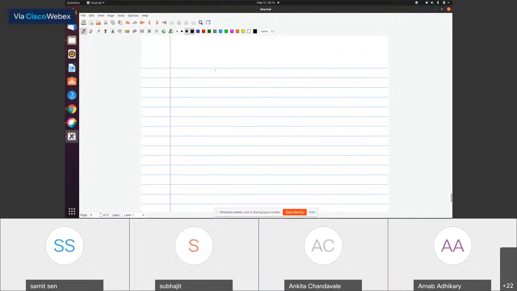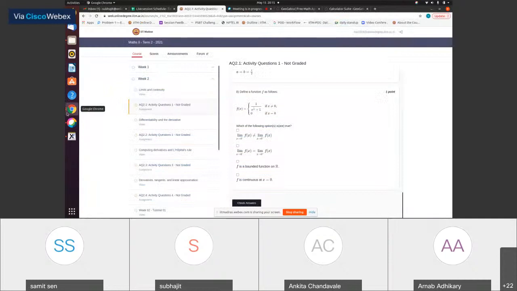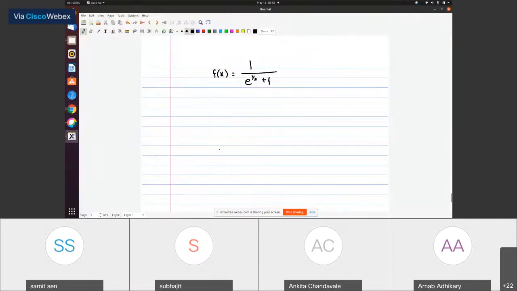Yes, sir. So my function is f(x) = 1 by e power 1 by x, right? This was the function, and for x equal to 0, it's 0. So this is for x not equal to 0 and this is for x equal to 0. Now we have to check whether f is continuous at x equal to 0.